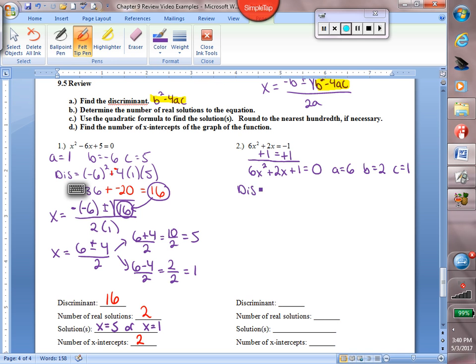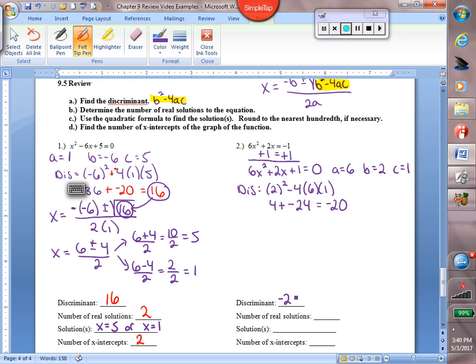If I find my discriminant, that's b squared minus 4 times a times c. We end up with 4 plus -4 times 6 is -24 times 1. We get -24. Our discriminant turns out to be -20.